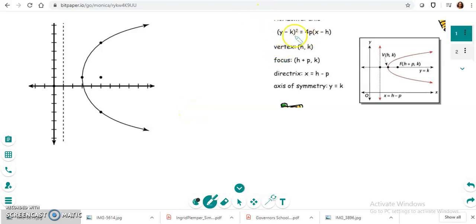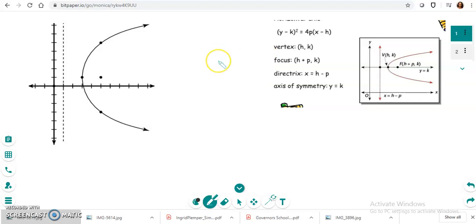The first way is by using this formula here: y minus k squared equals 4p times x minus h, where they give us what everything is. The vertex is (h, k), the focus is (h plus p, k), the directrix is x equals h minus p, and the axis of symmetry is y equals k. Some of this we don't need, but we can go ahead and talk about each of those.